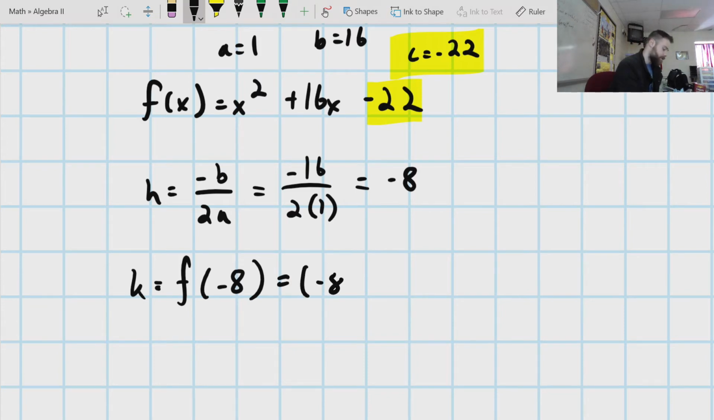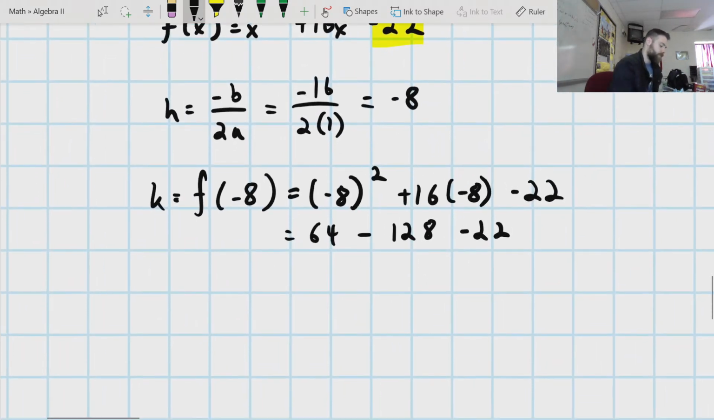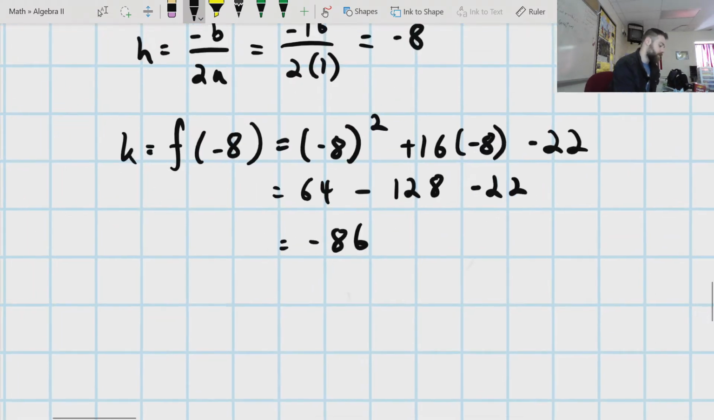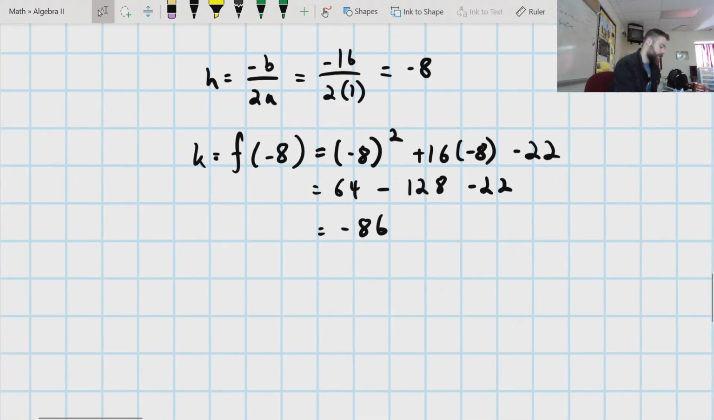So I'm going to get negative 8 squared plus 16 times negative 8 minus 22. 64 plus 16 times negative 8. That's minus 128 should be. Just check that. Yep, and then minus 22. So I've got 64 minus 128 minus 22. So sometimes you have to change your scaling. In this case, I have to change my scaling because my k value is negative 86. So yeah, it's negative 86.